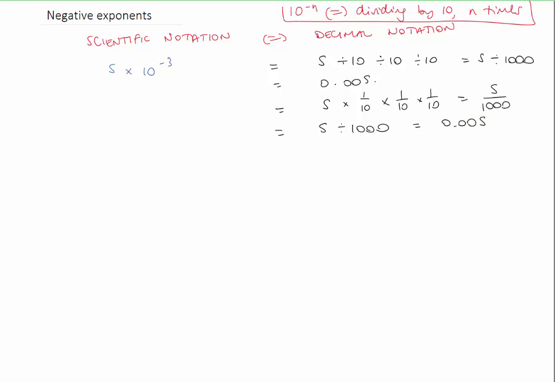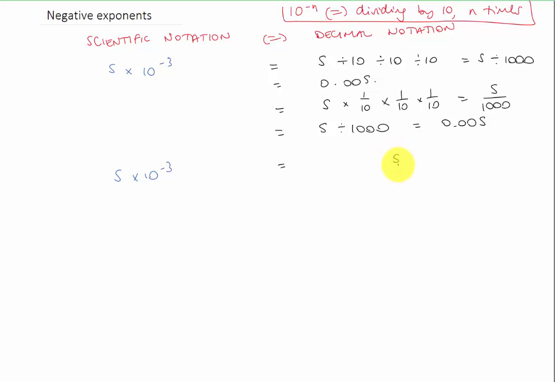So again, that's all very well and good, but it's not very handy, is it, for working out how to convert between scientific and decimal notations. So we can move the decimal point in the same way as we did when multiplying, when using positive exponents. So taking our example of 5 times 10 to the minus 3 again. This time we have to move the decimal point to the left rather than to the right, because we want the number to get smaller. We're dividing it, so we need to move the decimal point to the left.